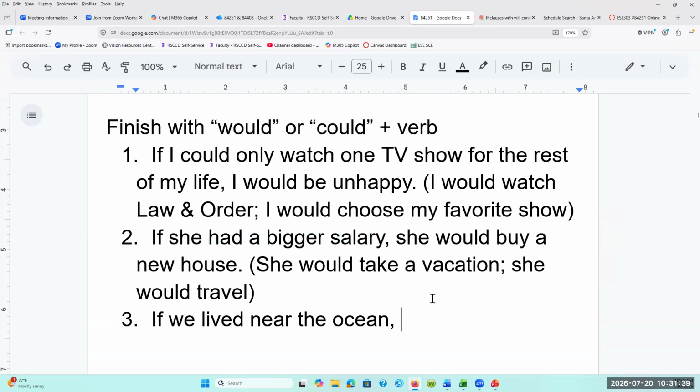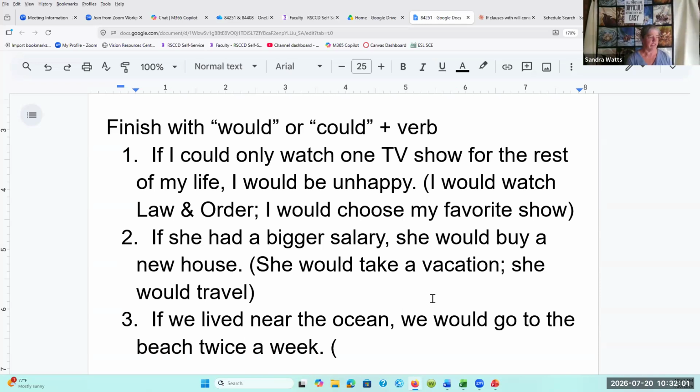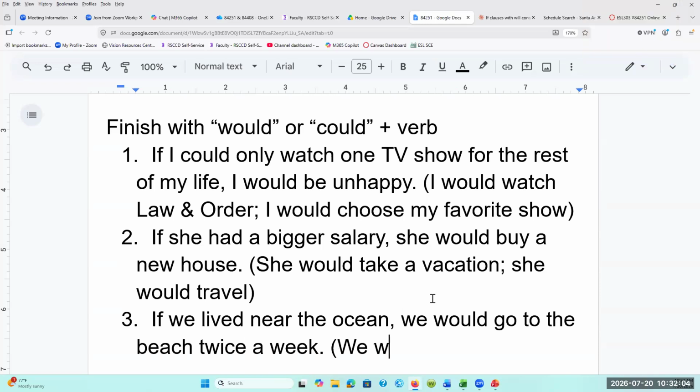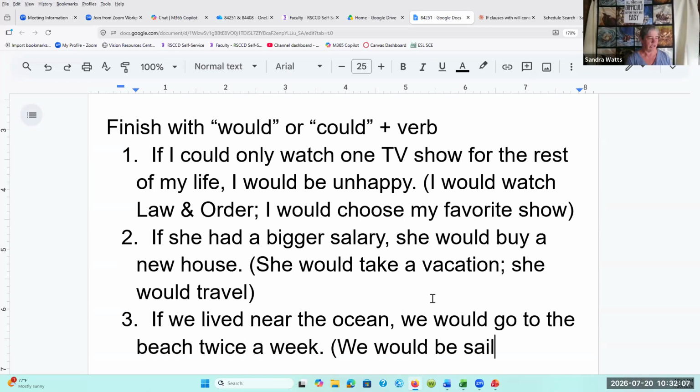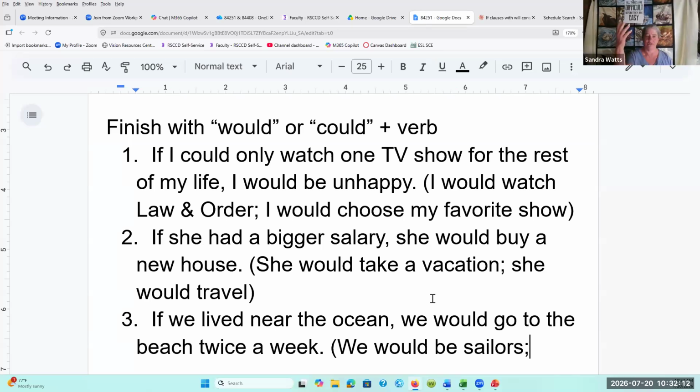All right. If we lived near the ocean, we would go to the beach two times a week. Let me put these in here. We would be sailors. What does it mean, sailors? Sailors are the people who go on boats, who drive boats, basically.